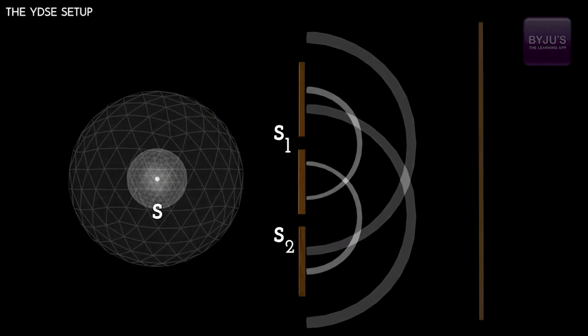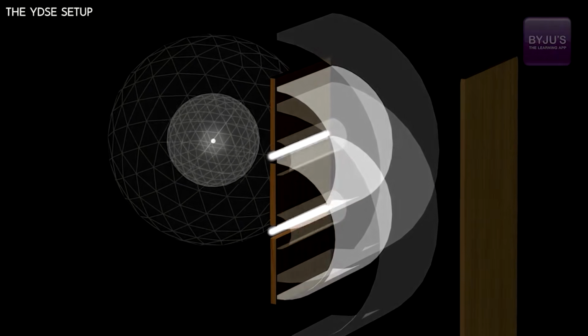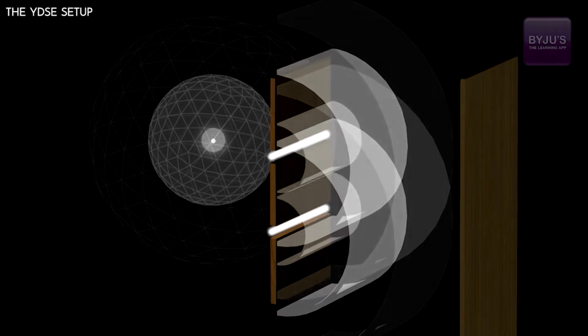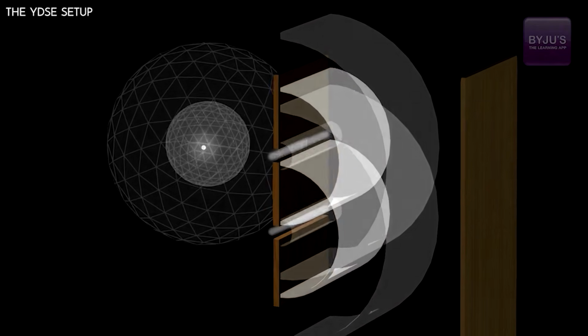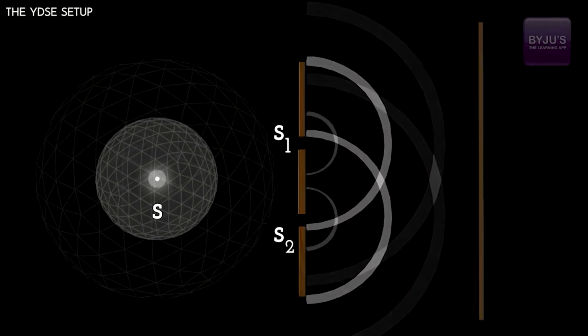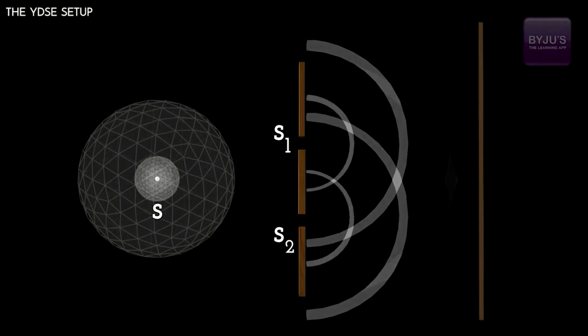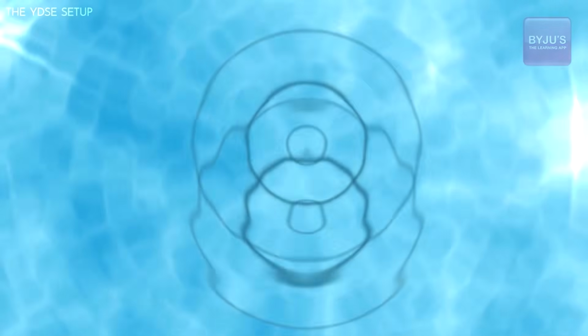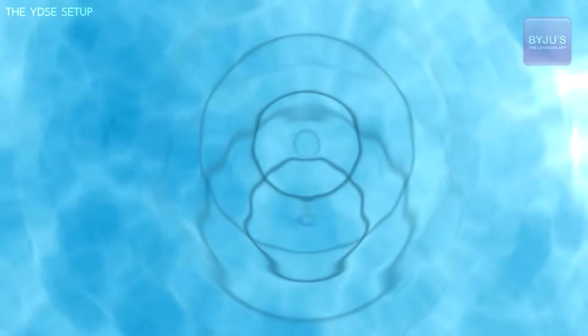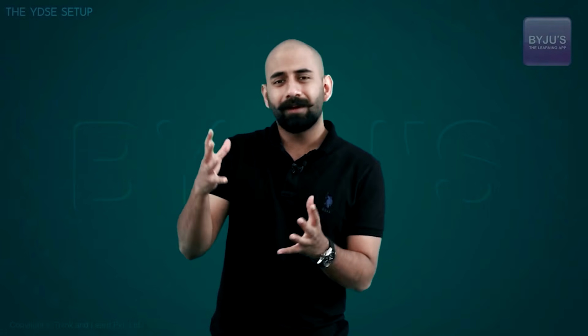If you look at the front view, these wavefronts will look like this. And from the side view, if you consider a plane of cross-section, they'll look like this. You can see that these wavefronts look like circles that are expanding, very similar to ripples on a calm surface of water. Now, the obvious question is, what happens when these wavefronts intersect, when they touch? They will interfere.